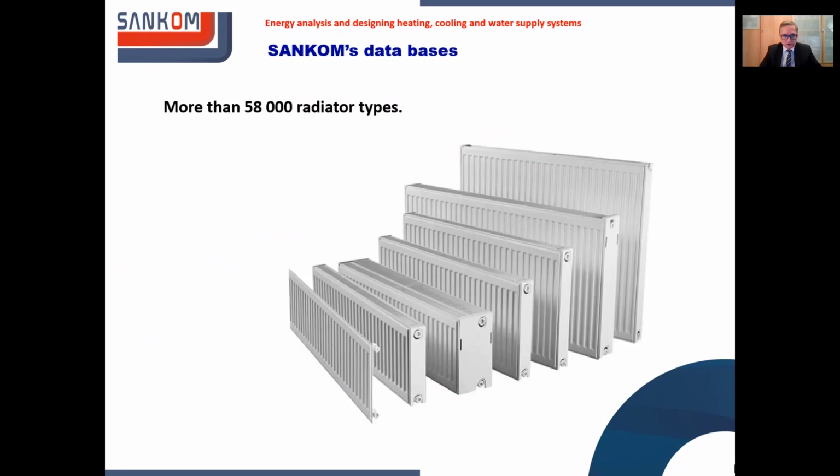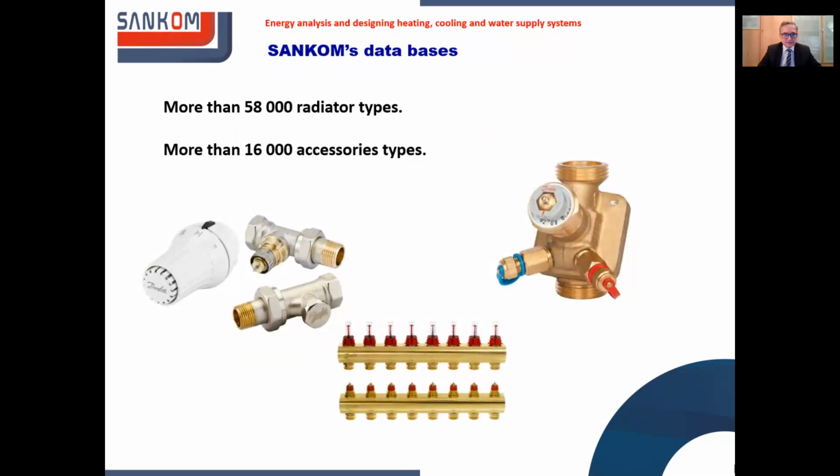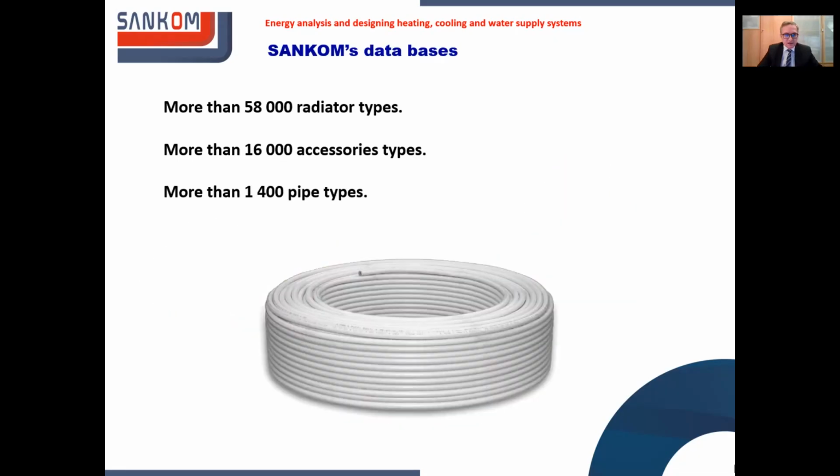And we have a very huge database. So inside the program, you have technical information about a lot of devices. For example, more than 58,000 radiators, 16,000 different accessories tabs, and more than 1,400 pipe types.